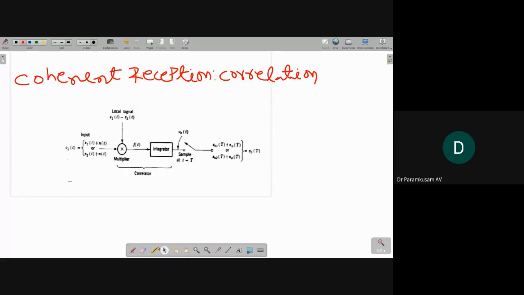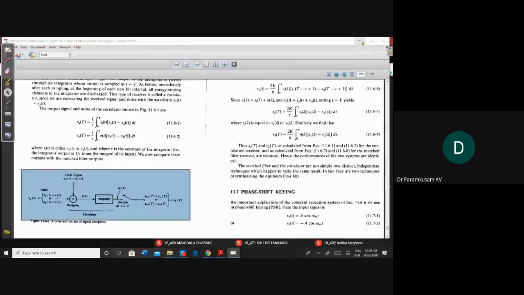See here, this part is the correlator. Okay, that part is the correlator. So this is the coherent reception for the received signal. A coherent system for signal reception.